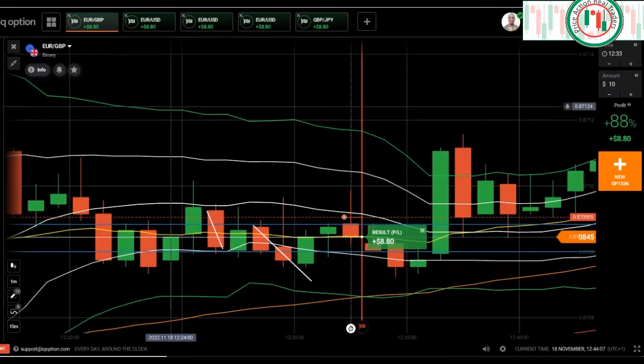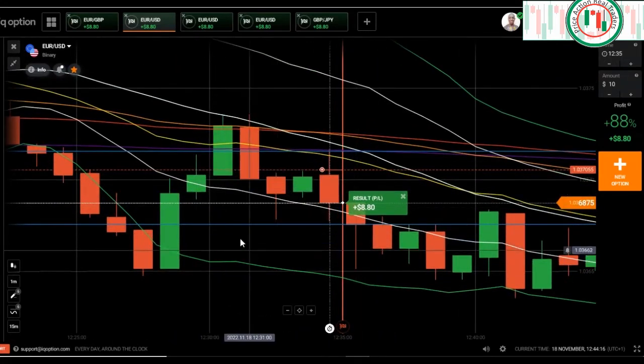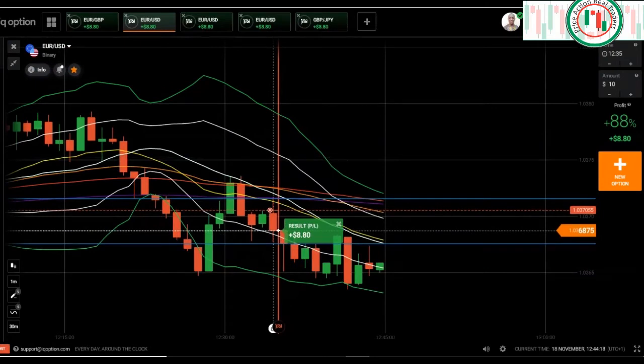Then the next trade here, this is the market analysis. This is the market analysis here. Why is market analysis?